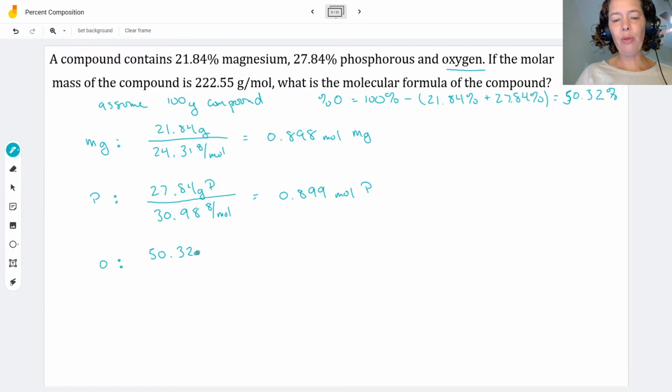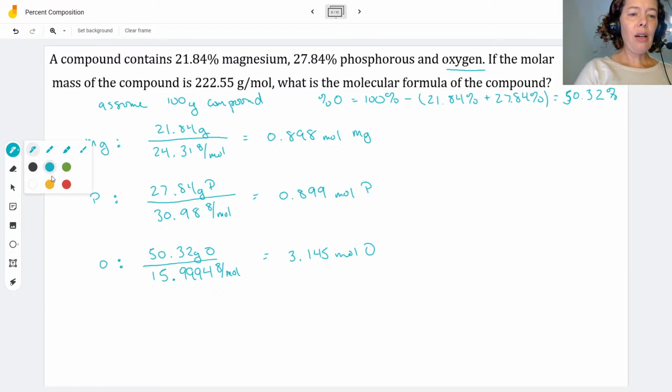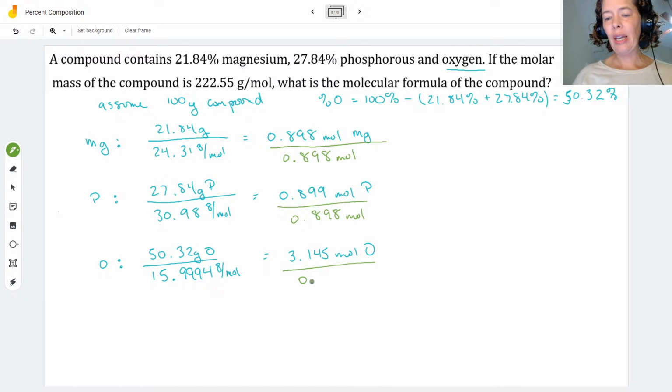So 50.32 grams of oxygen divided by its molar mass, 16.00 grams per mole, gives us 3.145 moles of oxygen. All right, dividing by our smallest number, that is our moles of magnesium, 0.898 moles, divided by 0.898 moles, and divided by 0.898 moles. Okay, so these are, actually that's not even approximately 1, that is just 1. This one is approximately 1.